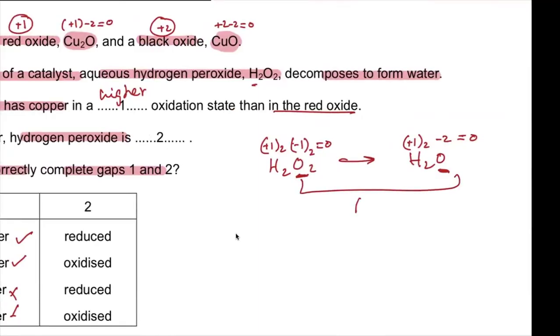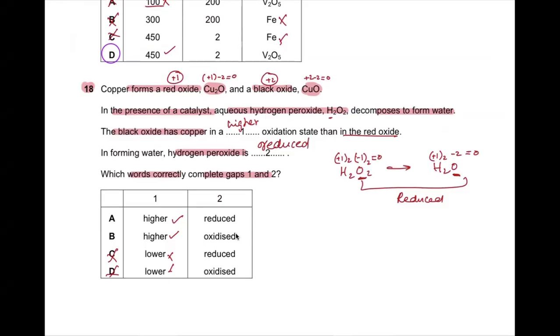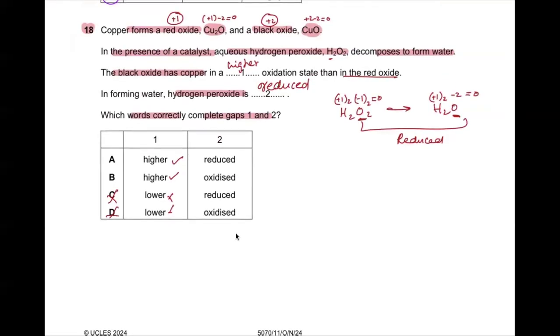So what happens to the oxygen? Oxygen is reduced. So in forming water, hydrogen peroxide is reduced, right? As it forms water, it is reduced. So B goes wrong, and we have option A as our correct answer. I hope it's clear to all of you.